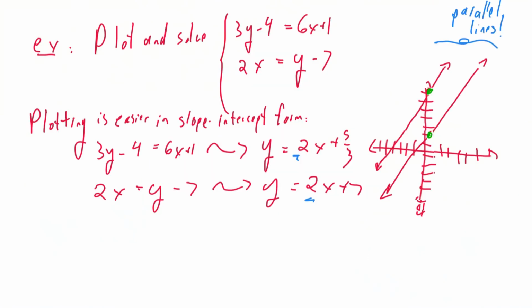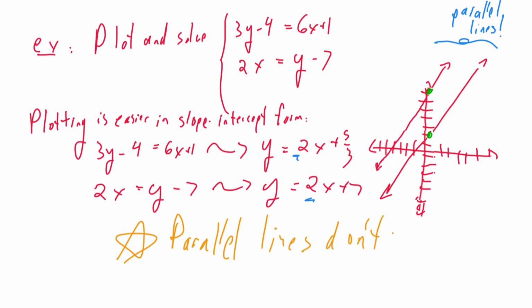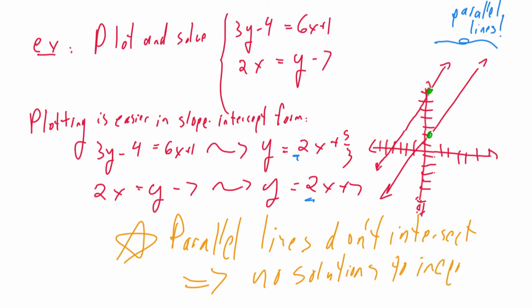So I have lines with the same slope. Well, essentially the main point of parallel lines is that they never intersect. Okay? They're always staying the same distance away from each other. Right? So in particular, there's no way for these two lines to hit each other. So just from the plot, I know that there are no solutions to this system of equations. Right? So I'll write this as parallel lines don't intersect. So this is like saying that there are no solutions to my system.